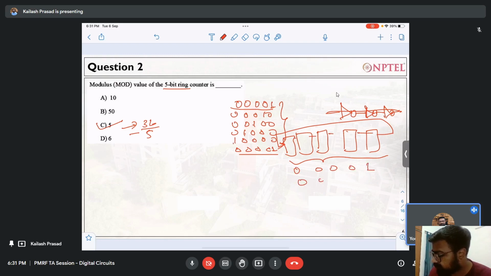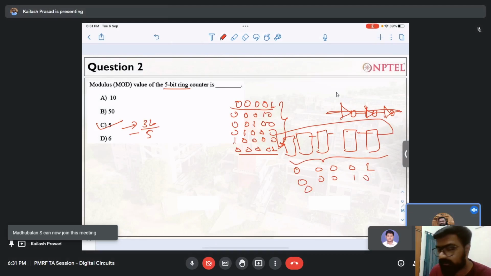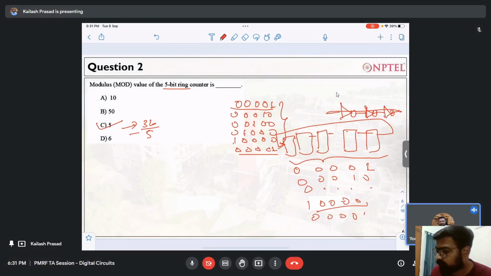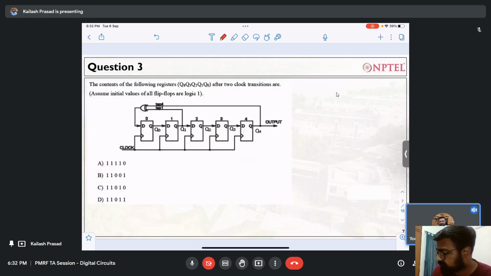Then it will shift again, right? And it will just keep on happening, and the final state will be 10000, and again 00001 will repeat. So this is the question number second. Now moving to question number third.